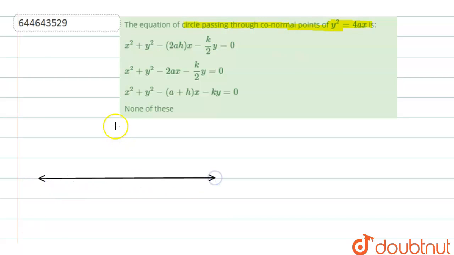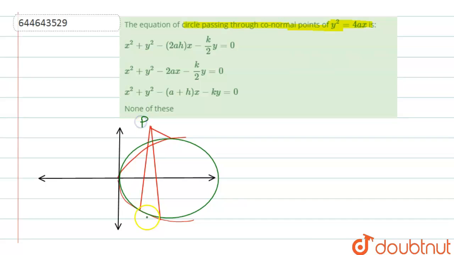This one is the x-axis and this one is the y-axis. Let us take this one as our parabola, y squared equals 4ax, passing through the origin. So now if we plot the normals here, let us take this point as A, this point as B, and this point as C, and these are normals.